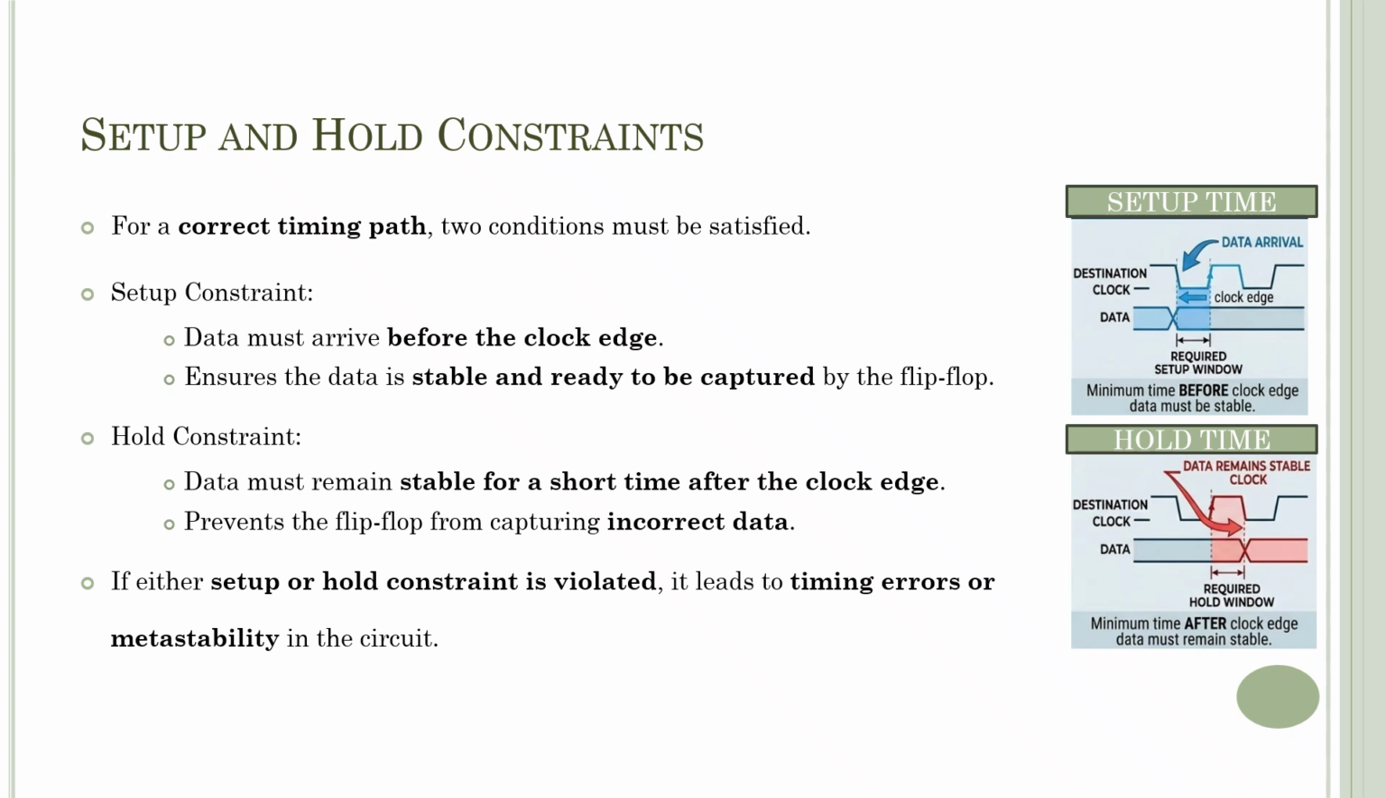This situation is called a hold timing violation. So essentially, the data must remain stable both before and after the clock edge to ensure correct operation. If either the setup constraint or the hold constraint is violated, the circuit may experience timing errors.